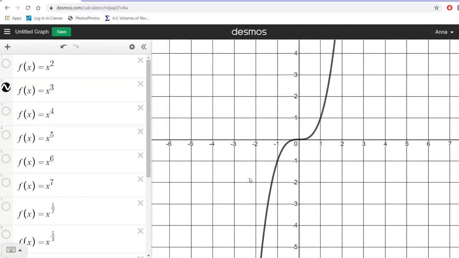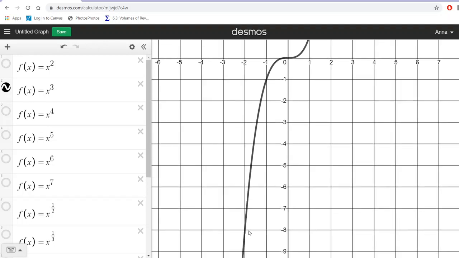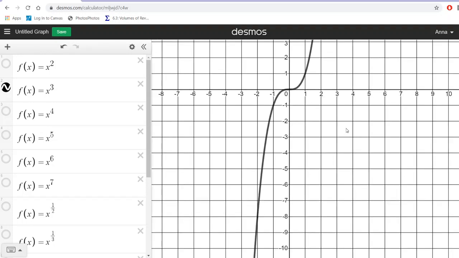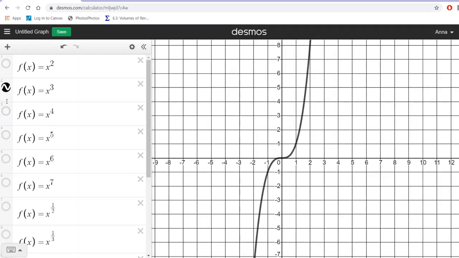Well, that's negative 2 times negative 2. Negative times negative is a positive. But then you multiply it by negative 2 again. And so that actually gives you negative 8. And so the difference is that if you take a negative number and raise it to an odd power, it's always going to give you a negative result.